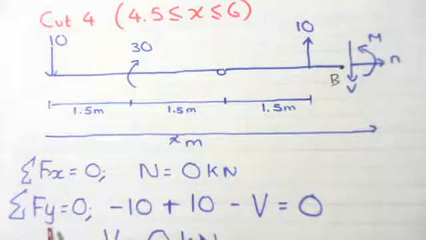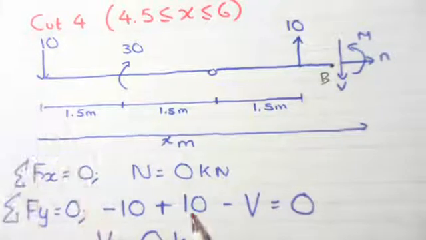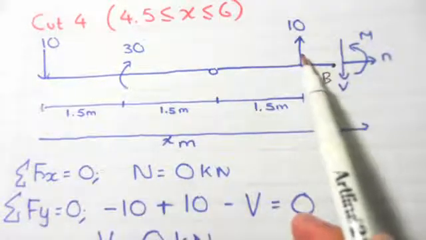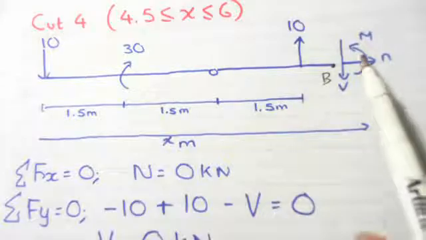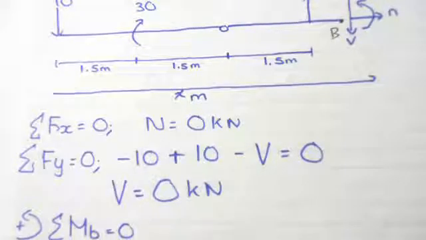Then we have the sum of forces in the y direction, so the vertical, equal to 0. So we have minus 10, which is over here, plus 10, because this 10 is pointing upwards, minus V, because V is pointing down, is equal to 0. So V is equal to 0 kilonewtons. So in the fourth cut we have no shear force because it equals 0 kilonewtons.